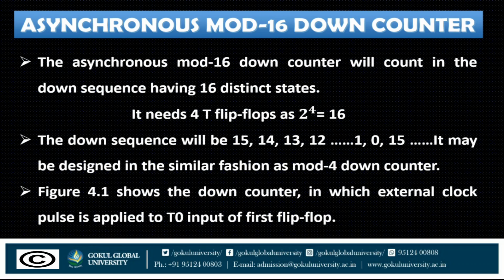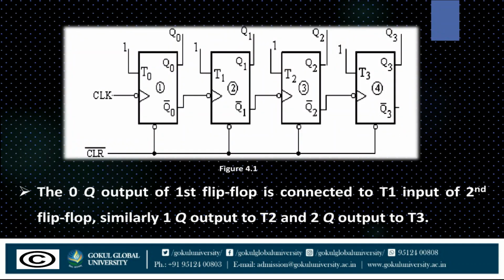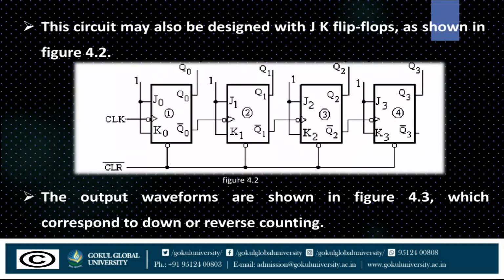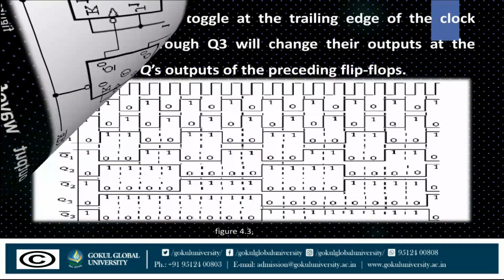Figure 4.1 shows the down counter in which the external clock pulse is applied to the T0 input of the first flip-flop. Next, here you see the figure. The Q̄0 output of the first flip-flop is connected to the T1 input of the second flip-flop. Similarly, Q̄1 output to T2 and Q̄2 output to T3. The circuit may also be designed with JK flip-flops as shown in the figure. The output waveforms are shown in figure 4.3, which correspond to down or reverse counting.